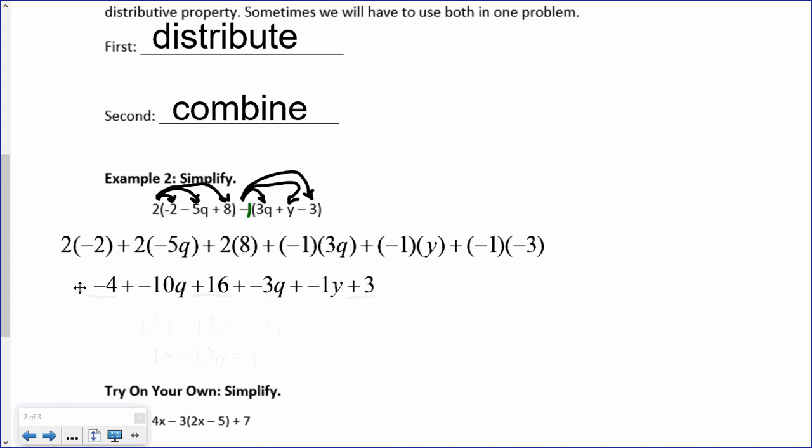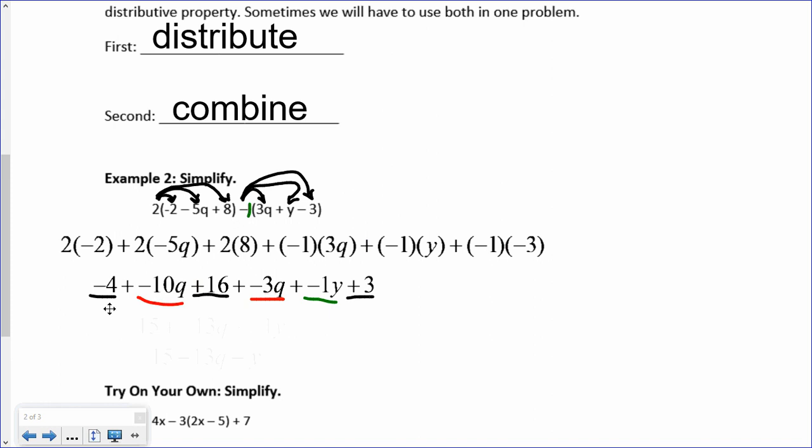Okay? Now that I have all my correct terms, I can see if I have any like terms to combine. I've got a negative 10q and a negative 3q that I can combine. I have a negative 4, a positive 16, and a positive 3 that are all the same. They're all just numbers. And then I have a negative 1y that isn't combinable with anything else.